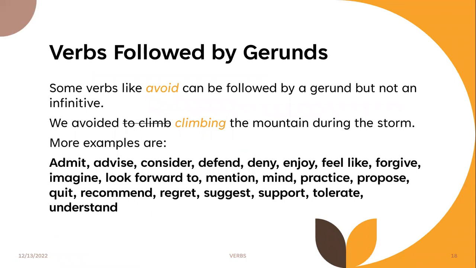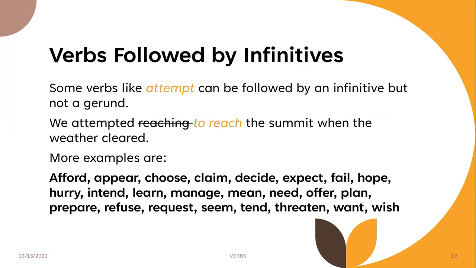So let's talk about verbs followed by gerunds. Some verbs like avoid can be followed by a gerund, but not an infinitive. We avoided climbing, not to climb, the mountain during the storm. And more examples are listed below. We have admit, advise, regret, suggest, support, tolerate, propose, etc.